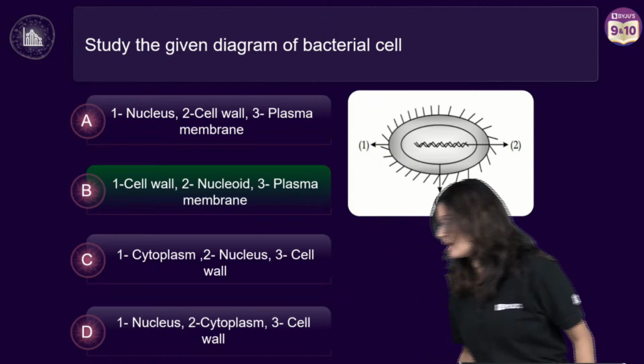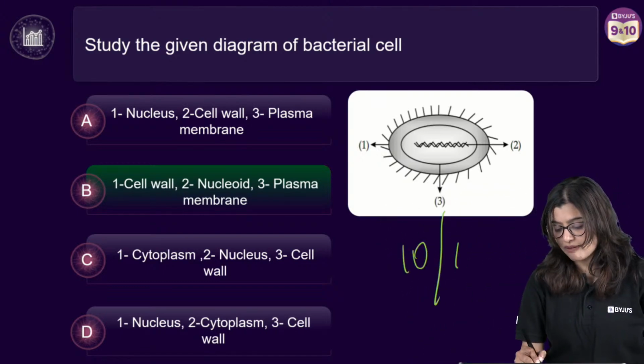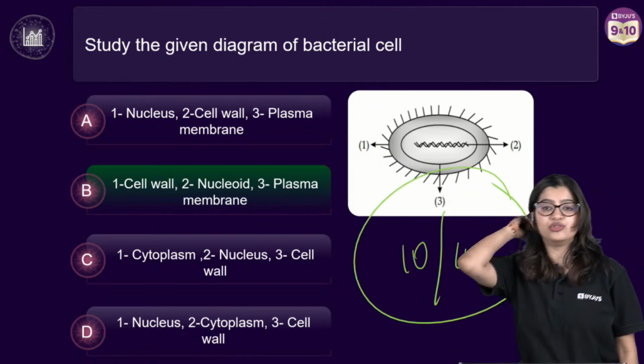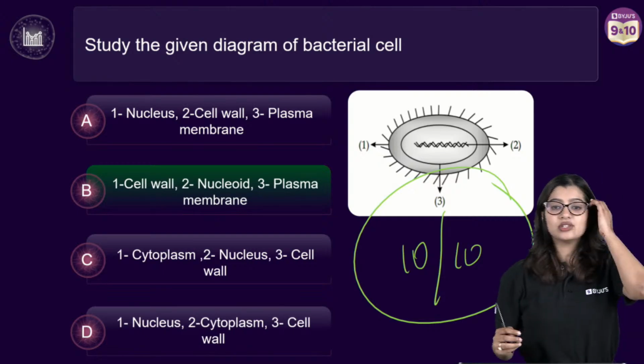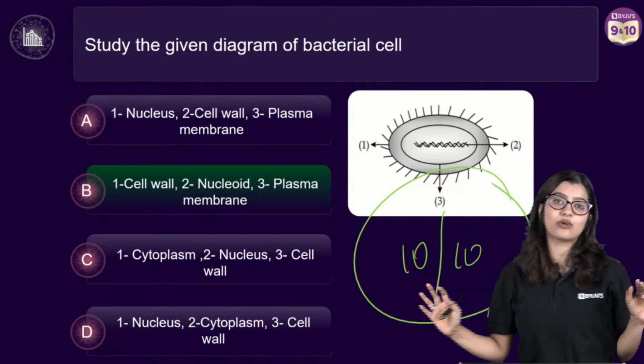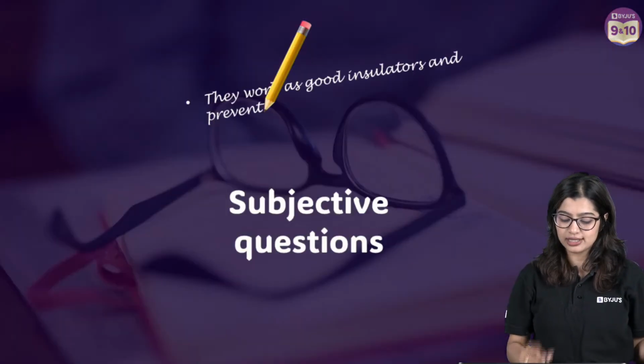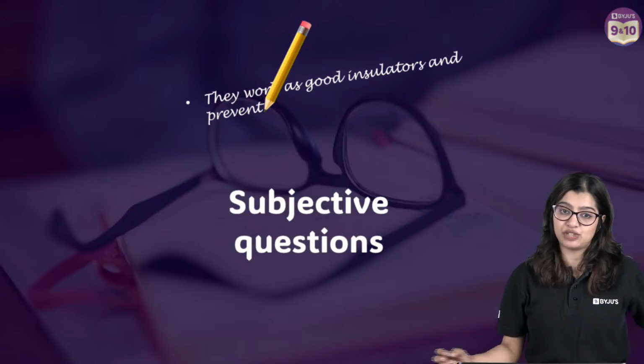So in this particular case, what do we see? All of you have got 10 out of 10 for objective. Yes. So this is what we mean by you got 10 out of 10 in your objective questions. Now we will move on to subjective questions.